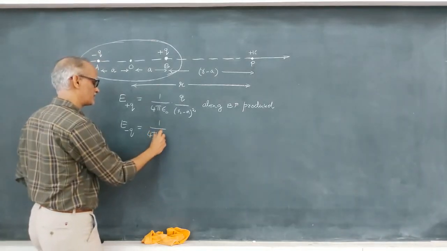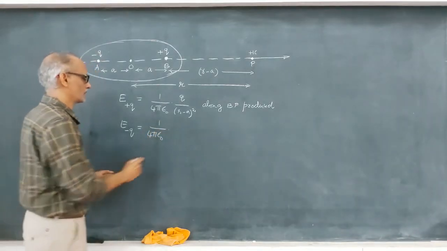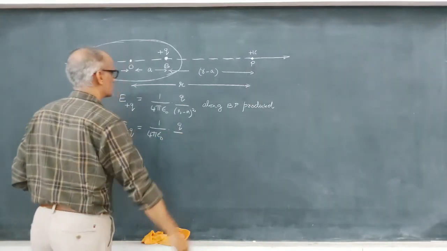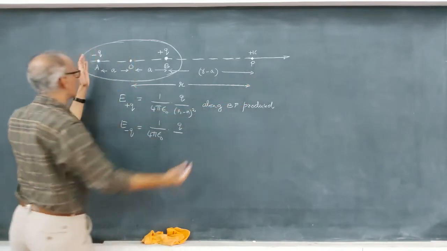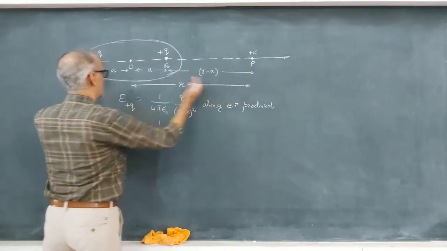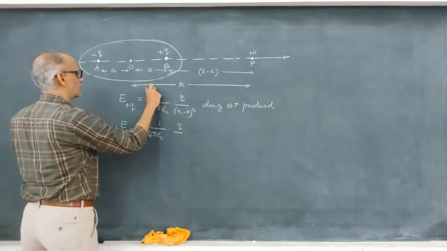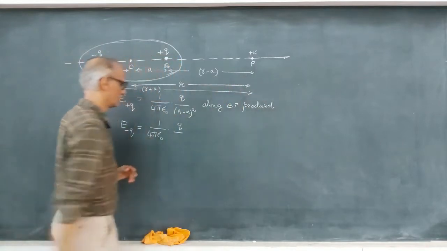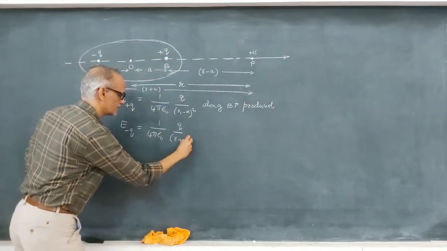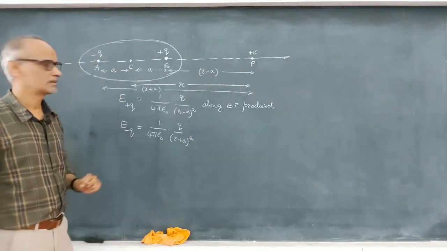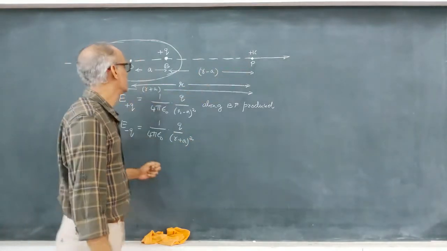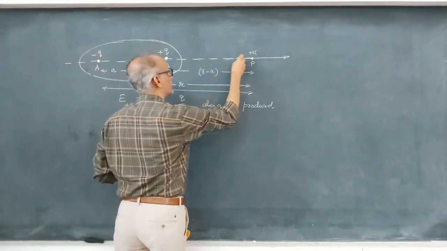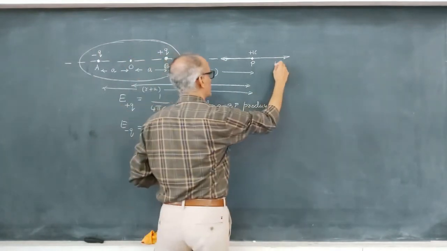Constant 1 by 4 pi epsilon naught, magnitude of the charge, we do not consider the minus sign, by, now what is the distance between the point P and here? This is R plus A. So it is R plus A the whole square. Now what is the direction of the field at that point? It's a negative charge. So this positive charge is attracted towards it. So it will be like this. So this will be E plus Q.